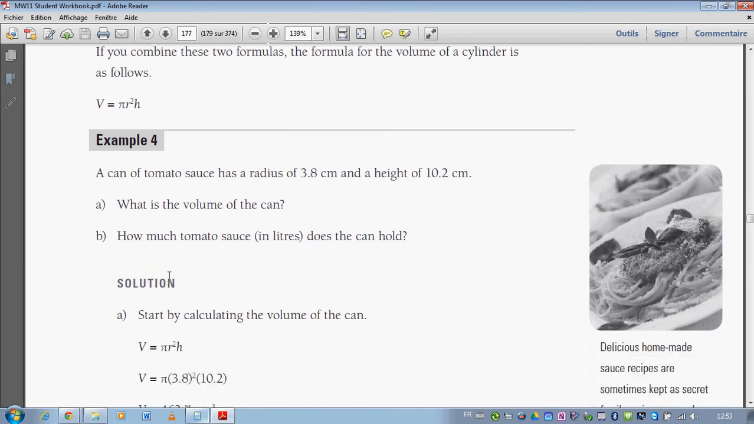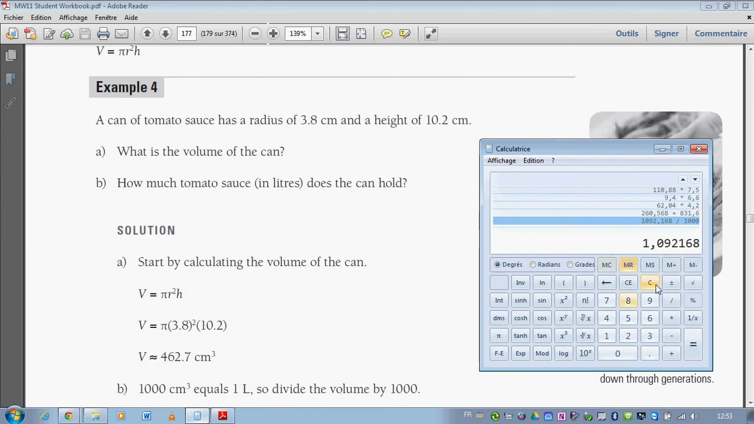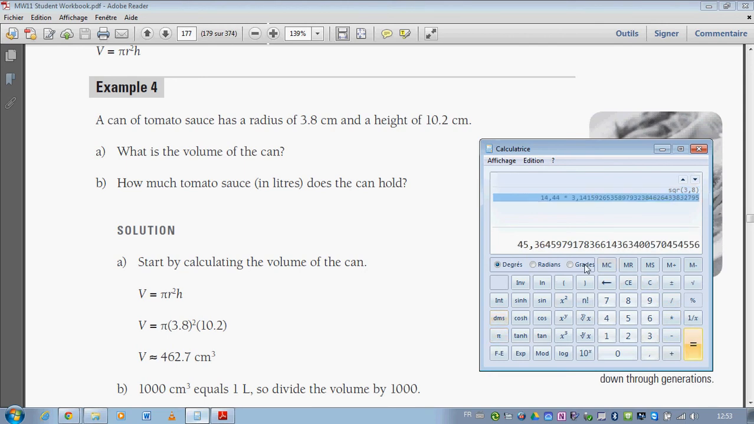Okay. So example 4 is asking: a can of tomato sauce has a radius of 3.8 centimeters and a height of 10.2 centimeters. What is the volume of the can? So you figure out the area of the base, so pi r squared. This is my r, so I'm going to square that first. So 3.8 squared. There's my r squared, okay? And then times pi. So this is the area of my base. And I would then take that and multiply it by the height through which that extends. So times 10.2.